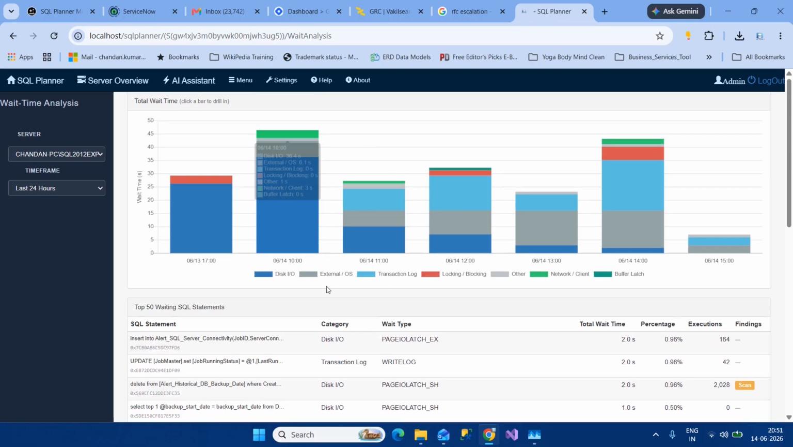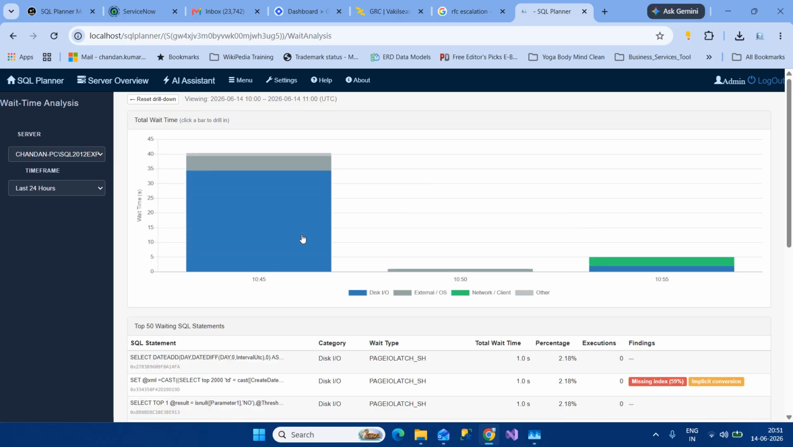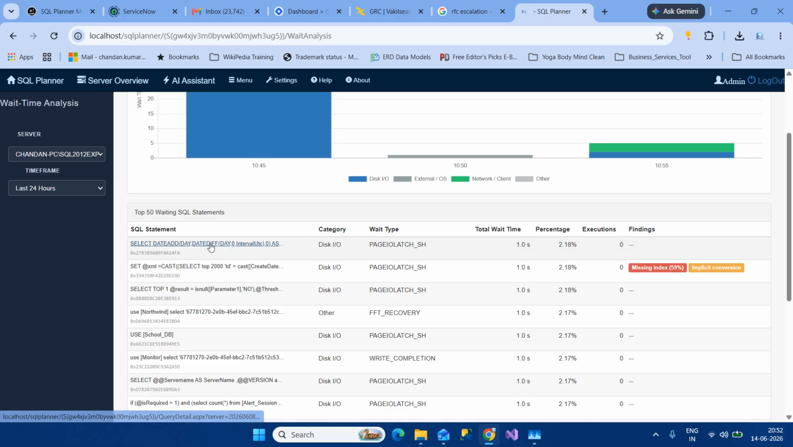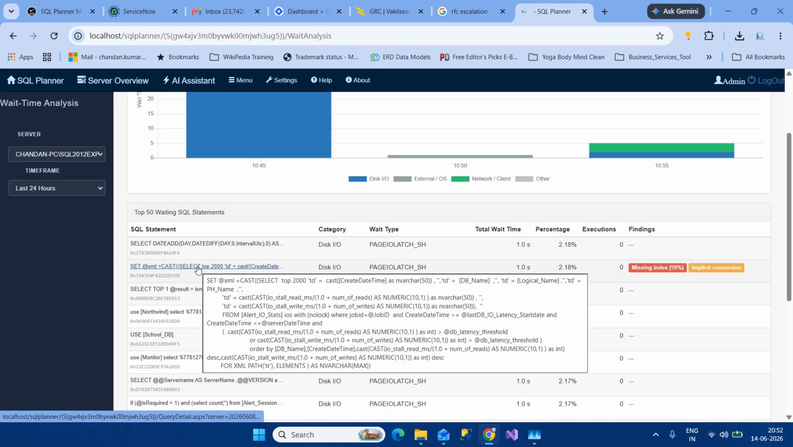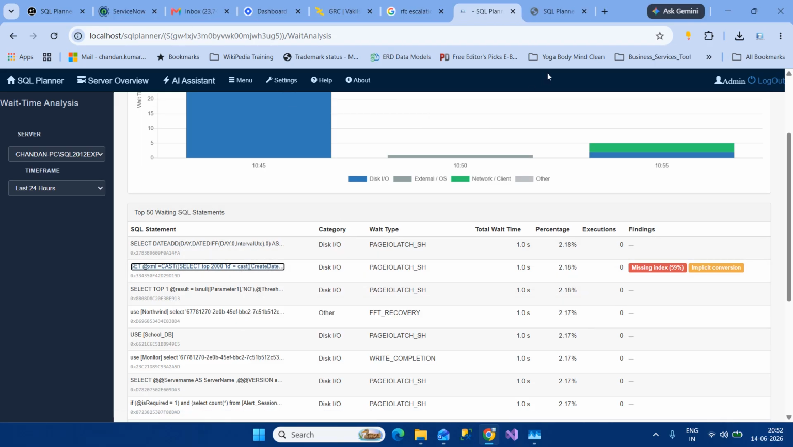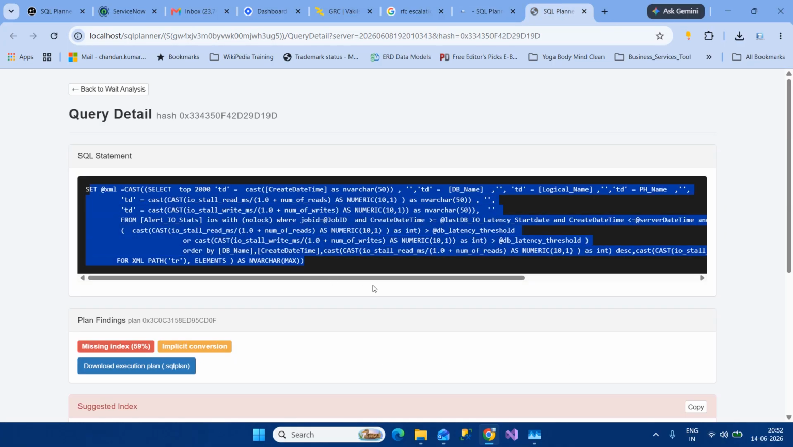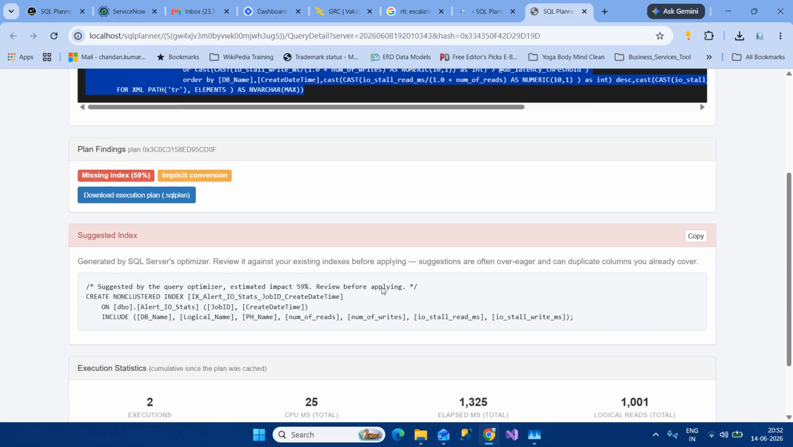But I would like to look into the biggest waiting period at this particular time, at 10 o'clock. The moment I click over here, I can see at 10:45 we had around 34 seconds of waiting, basically because of disk. And we can see all those queries that were executed at this time. We can also look into query detail. Once you click over here, you can come here and see this was the exact query that was executed.